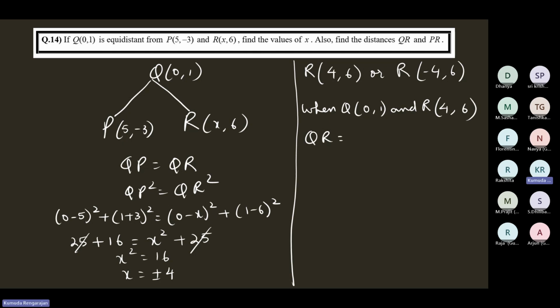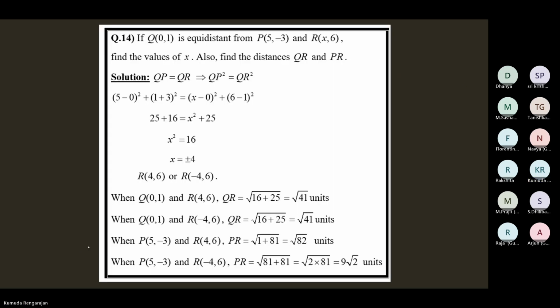Okay, so x is equal to plus or minus 4. Now after finding the values of x, we need to find the distances QR and PR. But R has two addresses. So for QR, you need to take Q (0, 1) and R (4, 6), and also work with Q (0, 1) and R (-4, 6). I'll show you the answer on the next slide.